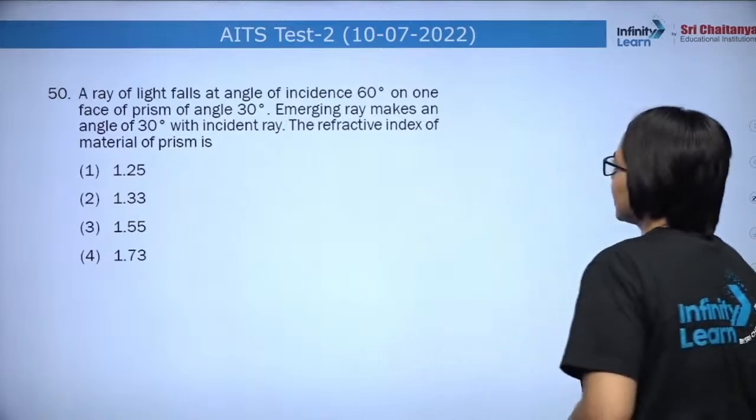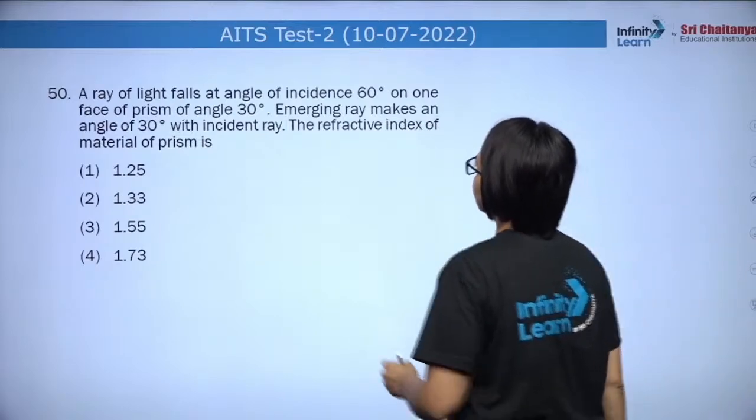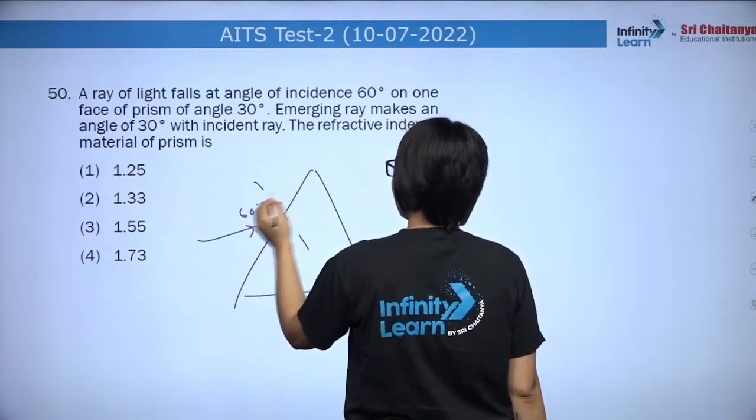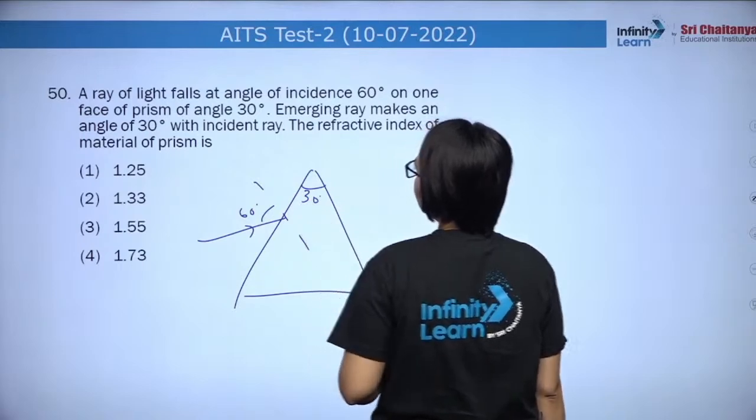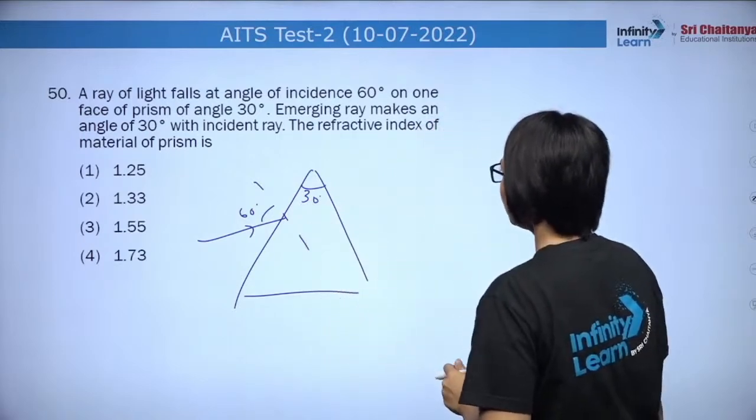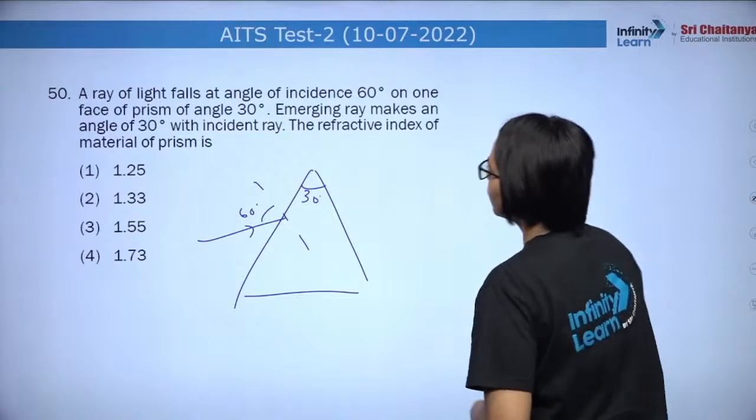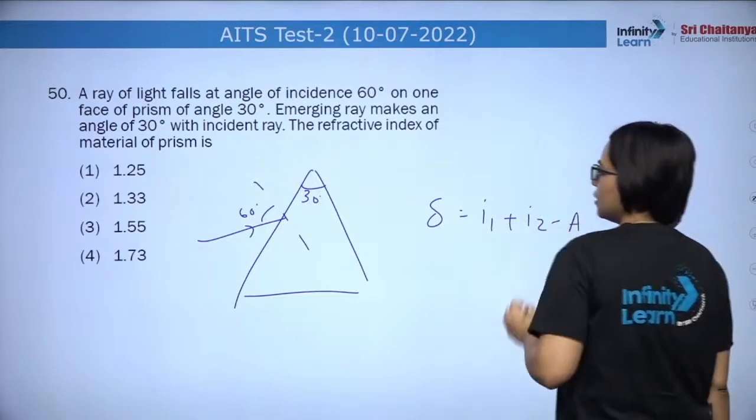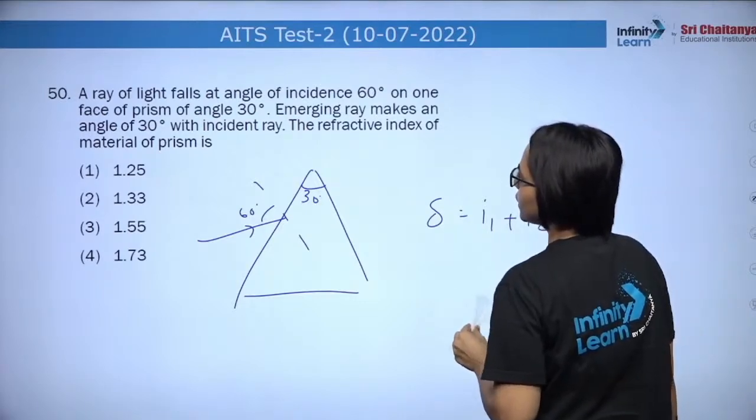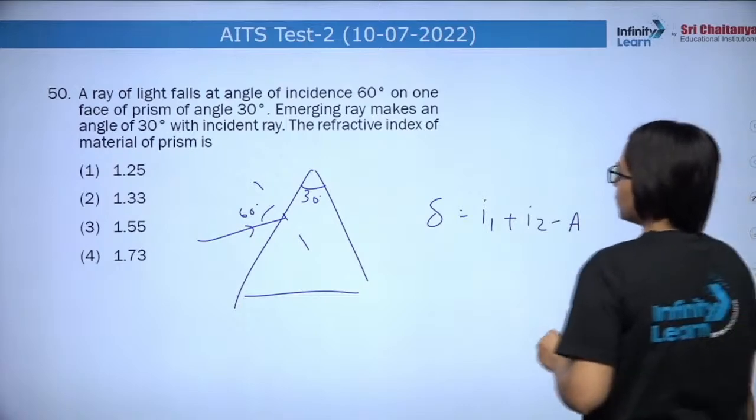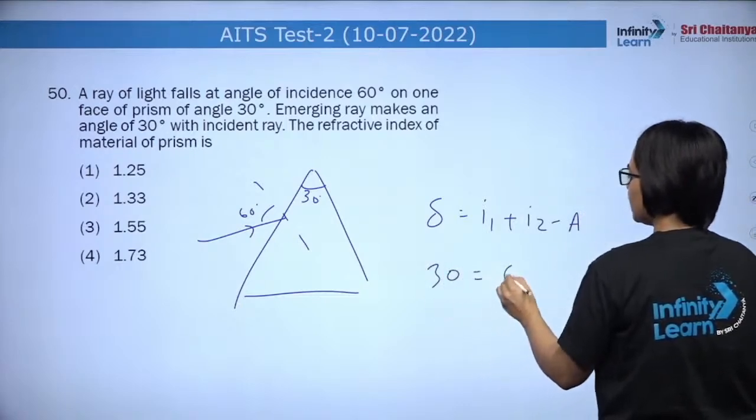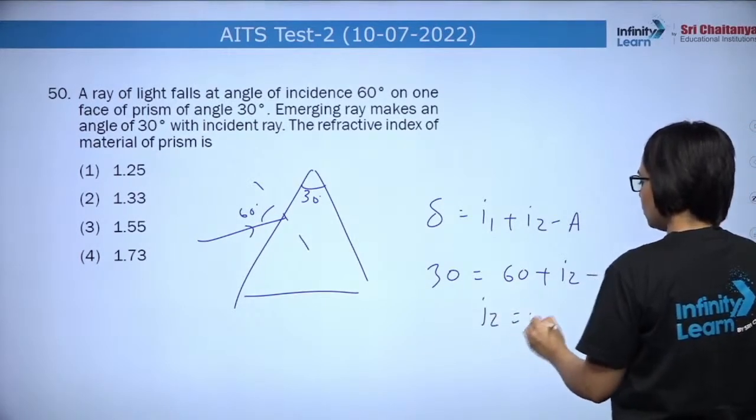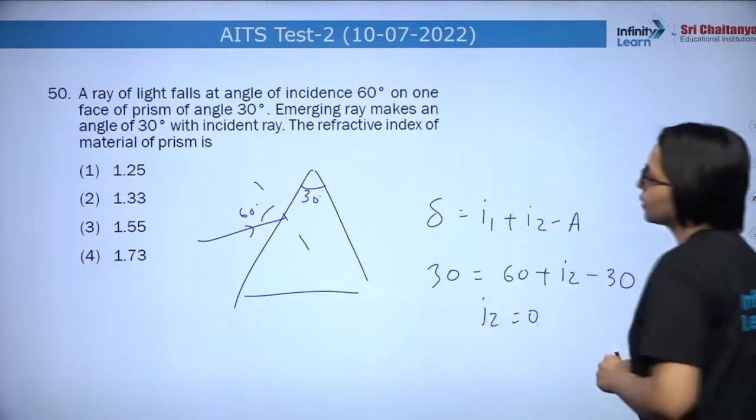A ray of light falls at an angle of incidence 60 degrees on one face of a prism of angle 30 degrees. The emerging ray makes an angle of 30 degrees with the incident ray. Delta is equal to I1 plus I2 minus A, right? So in this case, the refractive index of the material of the prism is. So delta is 30 degrees, I1 is 60, plus I2 minus A is 30. So I2 is equal to 0. So if I2 is 0, then R2 will be 0, right?